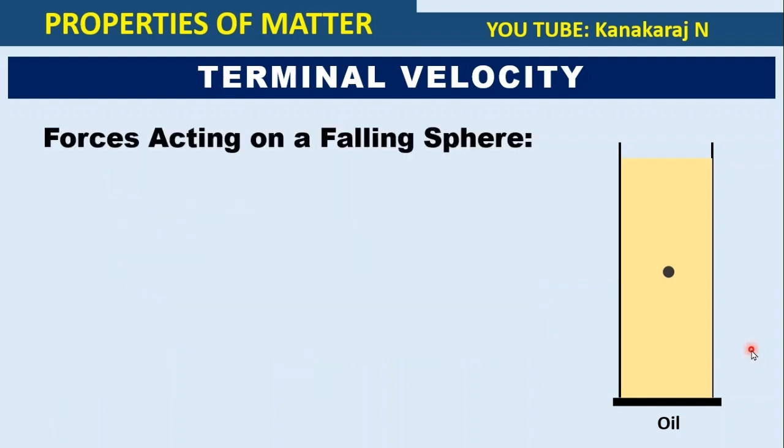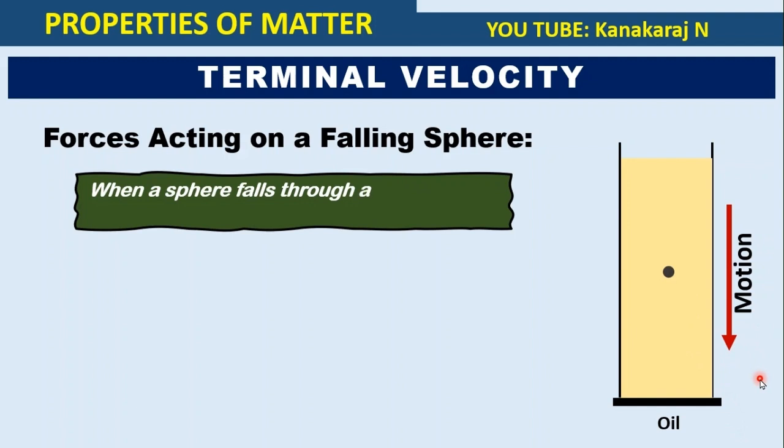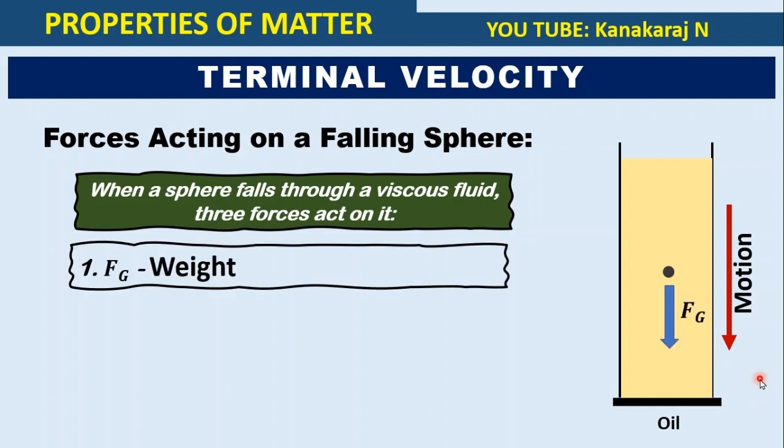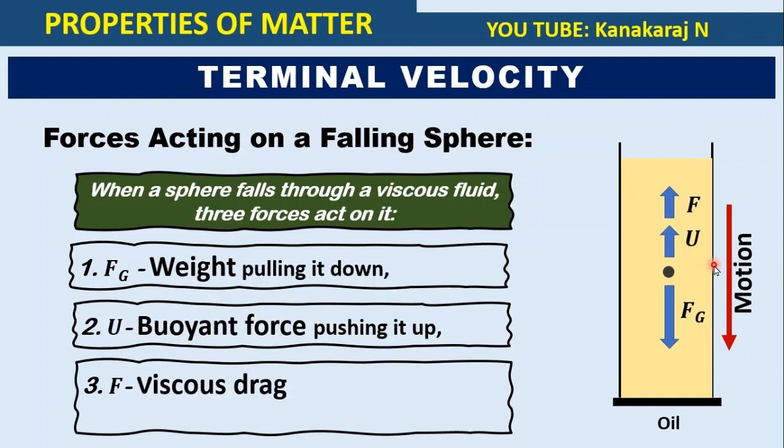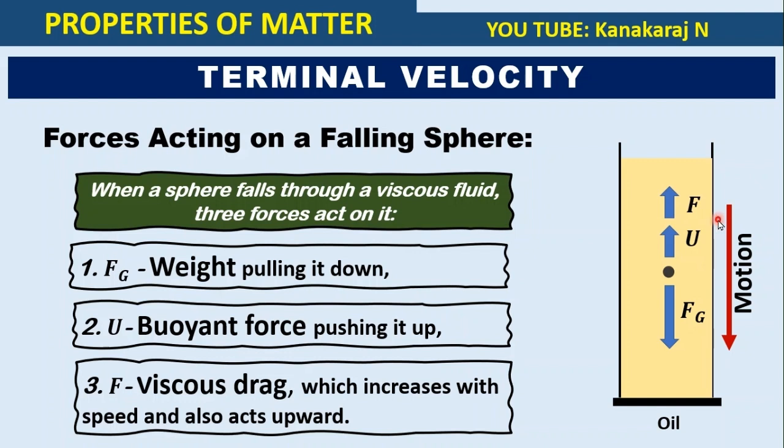Forces acting on a falling sphere. The sphere is falling down, so motion is in the downward direction. When a sphere falls through a viscous fluid, three forces act on it. 1. Fg, weight pulling it down. 2. Epsilon, buoyant force pushing it up. 3. F, viscous drag, which increases with speed and also acts upward. And remember, the viscous drag is in the direction opposite to the direction of motion.